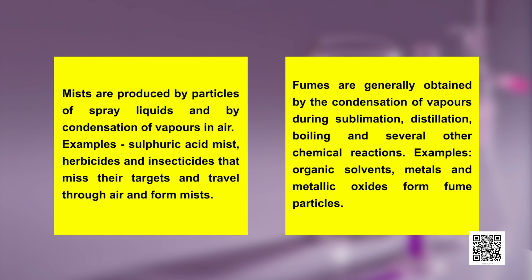Third is mist. Mist is produced by particles of spray liquids and by condensation of vapors in air. Examples: sulfuric acid mist, herbicides, and insecticides that miss their targets and travel through air and form mist.